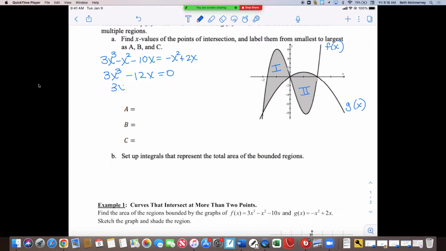So you factor out a GCF. So this is 3x times x plus 2 times x minus 2. So I'm getting -2, 0, and 2. Did you get that?